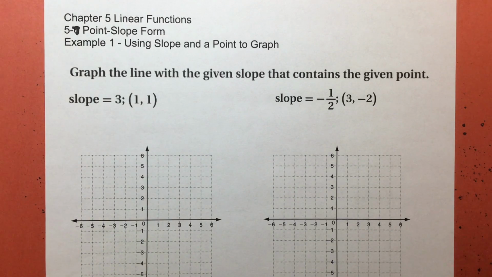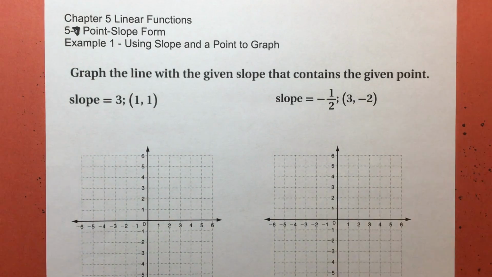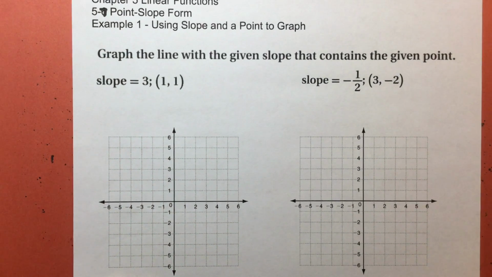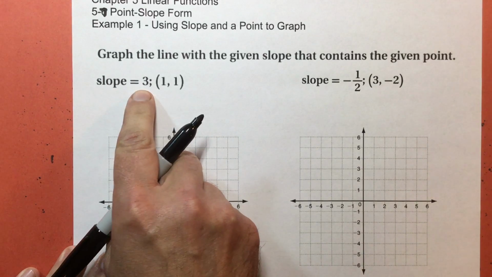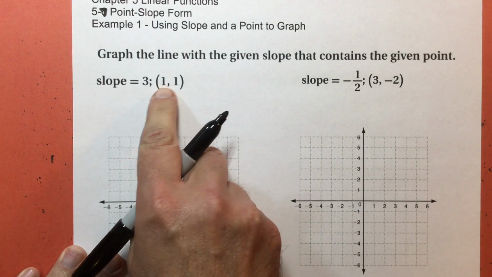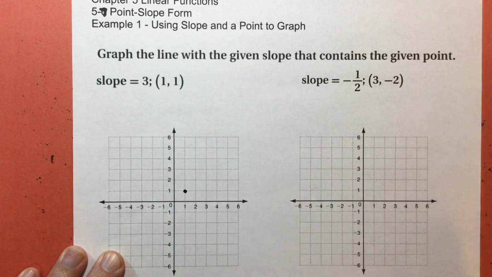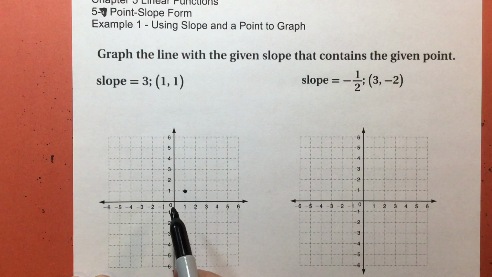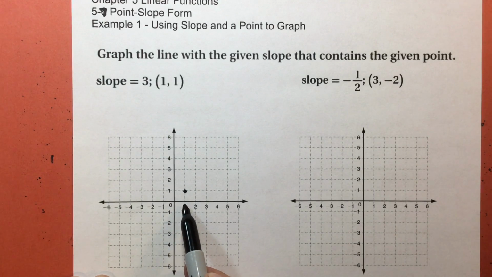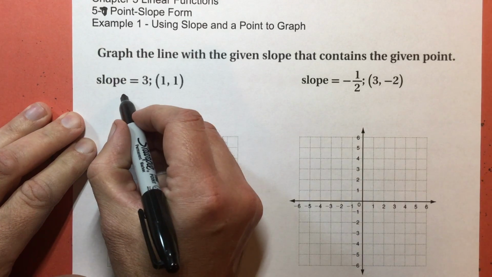All right, so in this first video, we're going to be graphing lines using the slope and a point. So let's look at this first one. I'll move it around so you can see it. It tells me that my slope is 3 and that the point I'm going to start at is 1, 1. Let's start with that. 1, 1 is right here. So start at the origin, go to the right 1, go up 1. X equals 1, y equals 1. However you want to learn it, it's all good. Now my slope is 3.